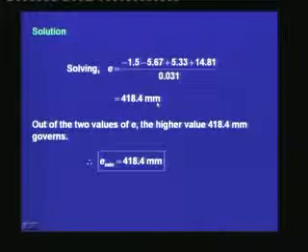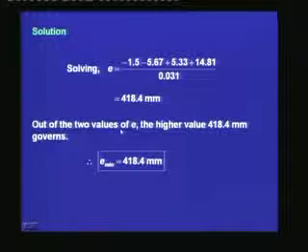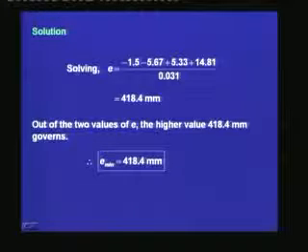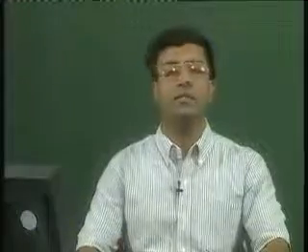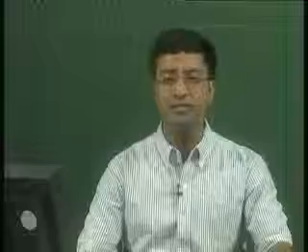418.4 millimeters. Out of the two values of E, the higher value of 418.4 millimeters governs, because if we still reduce E, then we shall have tension which is larger than the stress at the bottom, and hence we have E minimum equal to 418.4 millimeters. Thus, we have found out the two extreme values of the CGS at the midspan of the section.